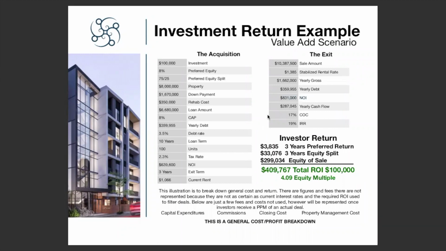Broken down here, this investor gave $100,000. From that 8% preferred equity, they received a total of $3,800. The 75% of the equity split yielded them $33,000. And then when we sold the building, they got another $299,000 from the sale of the building. And then their total return was $409,767. All right. This is actually just one of the reasons why multifamily is amazing. You put in 100, you got 400 back. So you made over $100,000 a year for 3 years, and you got back over $400,000.